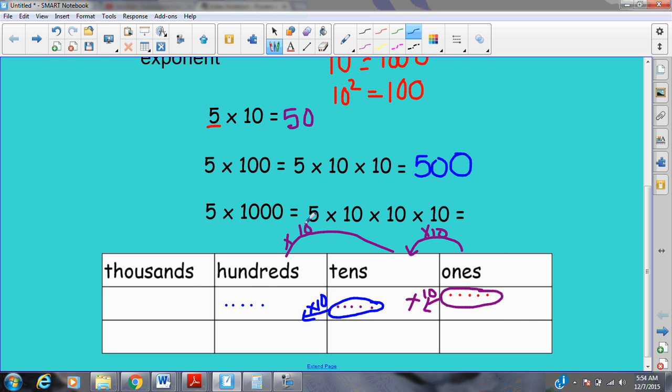Then I have 5 times 1,000. I can go through that same process. Here's my 5 ones. And now I am going to multiply it by 10 to the third power, by 1,000. In other words, I'm going to move it over 3 times. So I'm going to circle it, and I'm going to move it over 1, 2, 3 times. So I'm really just multiplying by 1,000.